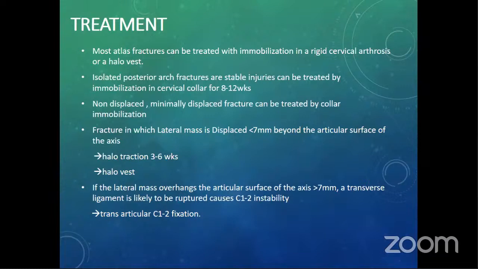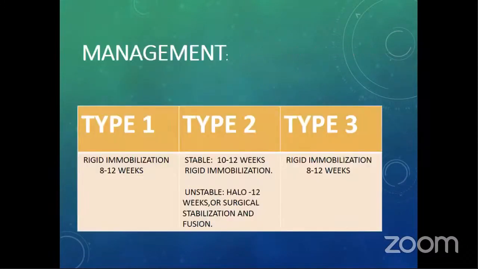And if the lateral mass overhang over the articular surface of the axis is greater than 7 mm, then a transverse ligament is likely to be ruptured. This causes C1, C2 instability. So transarticular C1, C2 fixation is the option.